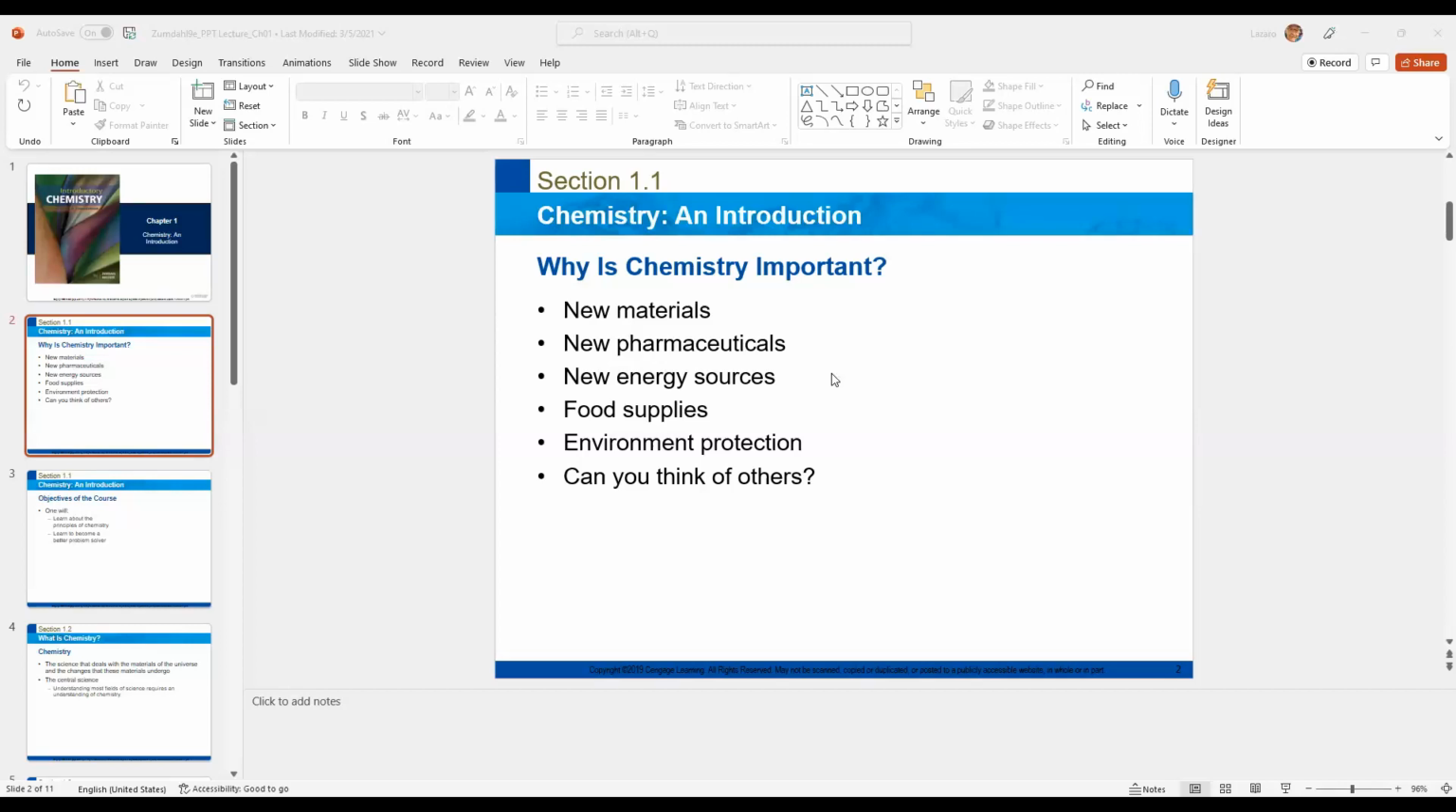Chemistry has a very huge branch into environmental science. Well, you can think about other ones. I'm sure you can, because chemistry is everywhere in our daily lives.